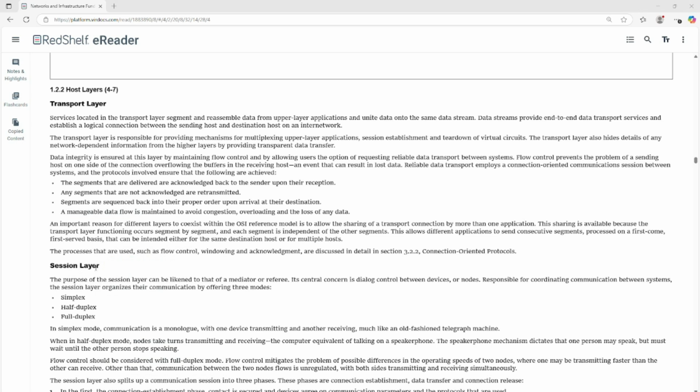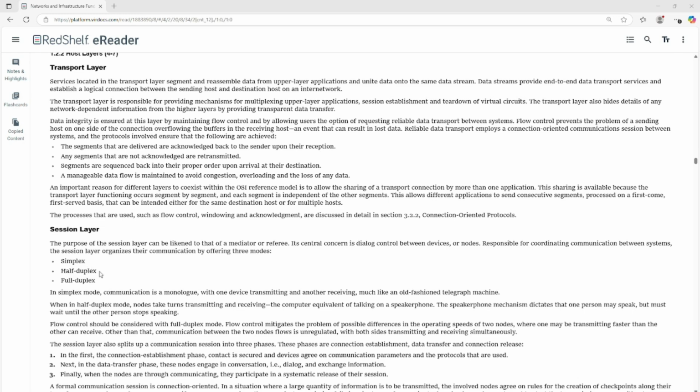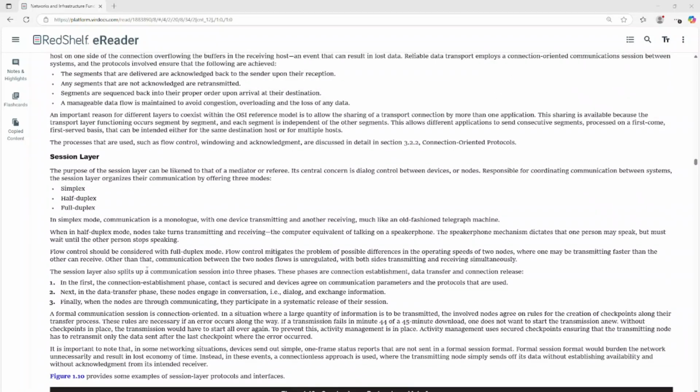Okay, layer 5, the session layer. The main purpose of the session layer can be likened to that of a mediator or a referee. That just makes it very simple. Its central concern is dialogue control between devices or nodes. Its responsibility is that it coordinates communication between systems. So the session layer organizes their communication by offering 3 modes: simplex, half duplex, and full duplex. It's very simple. When we talk about simplex, half duplex, and full duplex, this is what we mean.